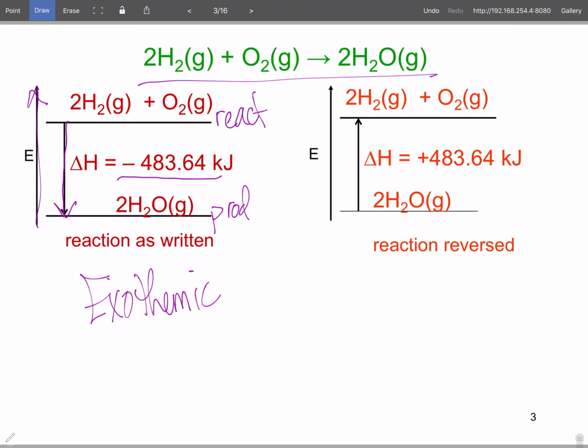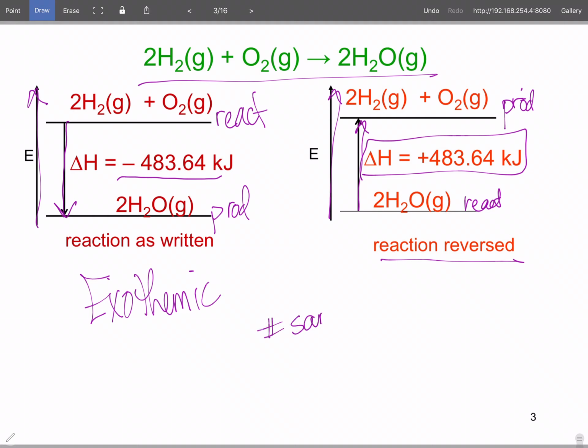Now, same reaction except let's flip it. We're going to go in reverse. So we're going to reverse the reaction. Energy is still going up. Our species H2 and O2 are still at this energy level, except now this is the reactants and this is the products because we flipped it. So now if you'll notice, we have the exact same energy value. So the number is the same. The only thing that changed is the sign.